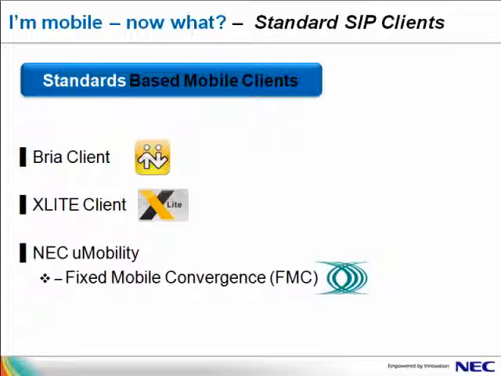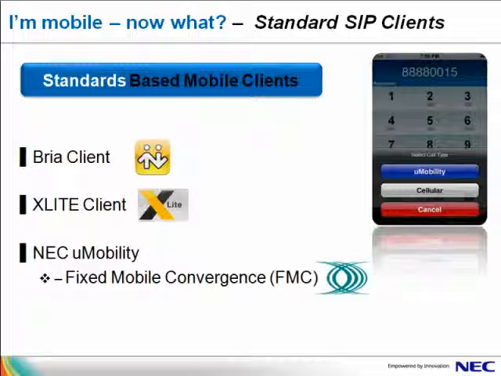Some examples of these clients include the Counterpath Bria SIP phone and the X-Lite SIP phone. Additional functionality is available through NEC's U Mobility, which allows calls to your mobile phone to use a cell network or an available Wi-Fi network. You may have heard of the term Fixed Mobile Convergence, or FMC. This allows complete flexibility for your mobile experience.